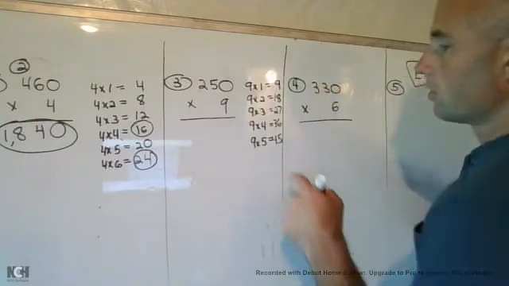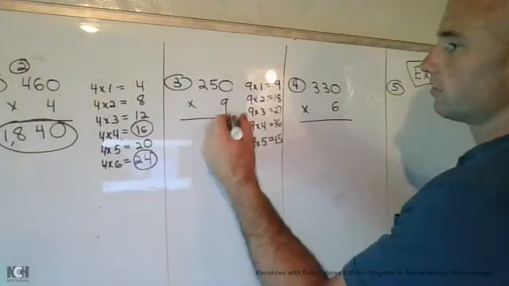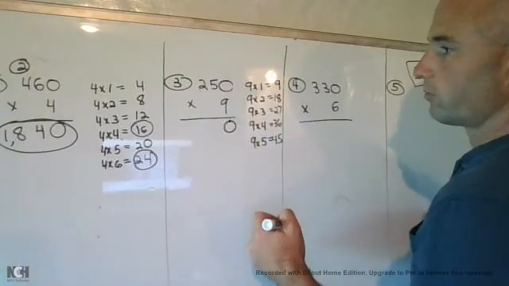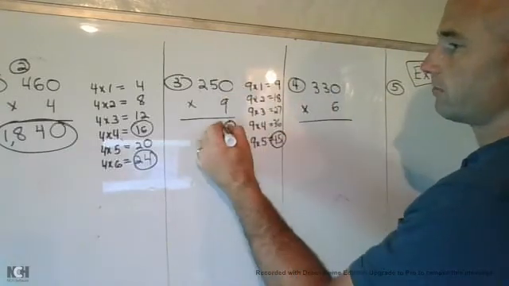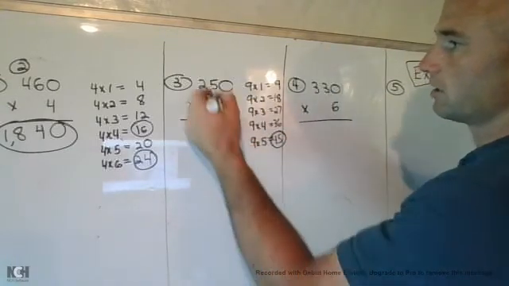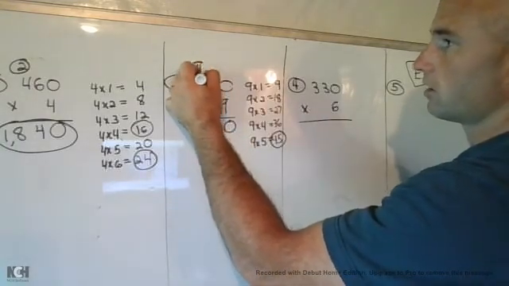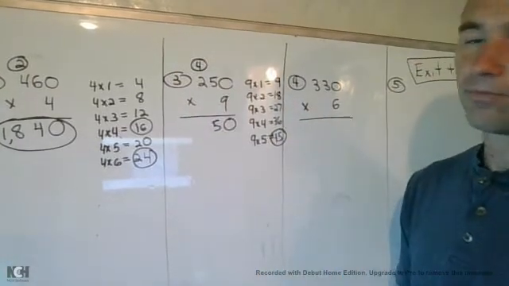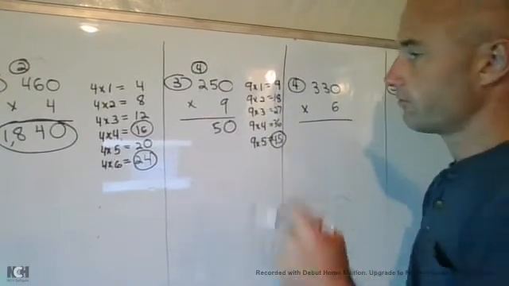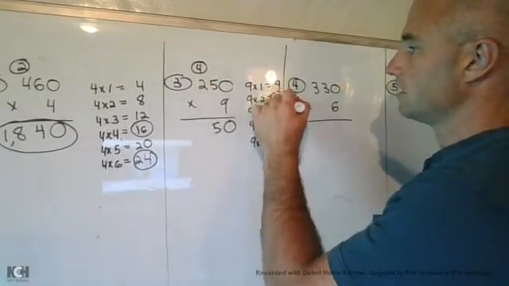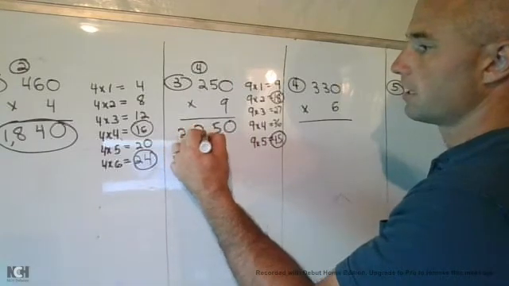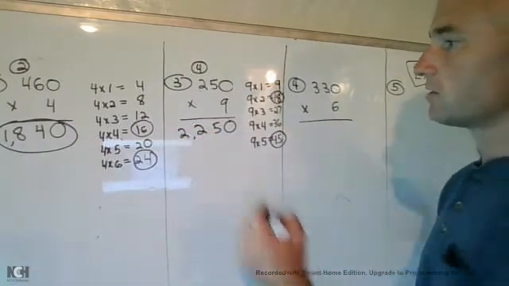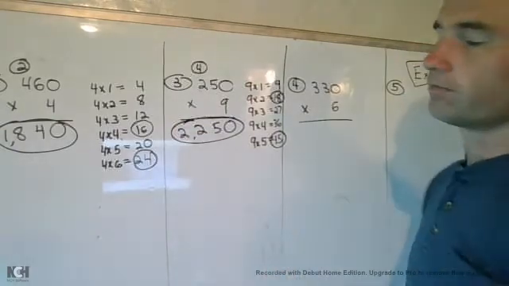Okay, so here we are. 9 times 0 is 0 for the ones place. 9 times 5 is 45. Take the 5, drop it here. Carry the 4 above the hundreds place from 45. 9 times 2 is 18. Plus that 4 more is 22, giving me the answer of 2,250.